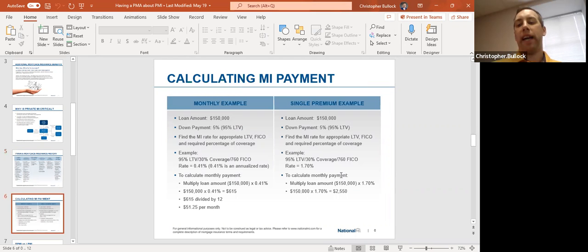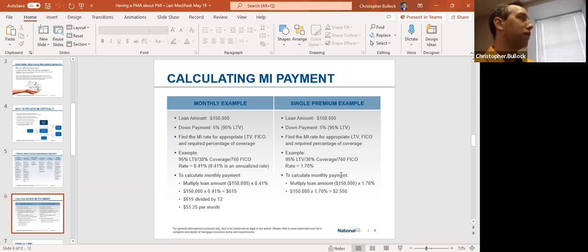This is a little bit more about calculating a payment. How do we come up with the numbers? I ran through it a little bit, but I like to note here just the rate. You'll see on the left side of the screen, about middle way down, rate 0.41. They're coming up with that coverage amount based off of the 30% coverage, 95 LTV, which is 5% down, and the 760 FICO score. Those are going to adjust a little bit depending on how aggressive the mortgage insurance company is against its other competitors.